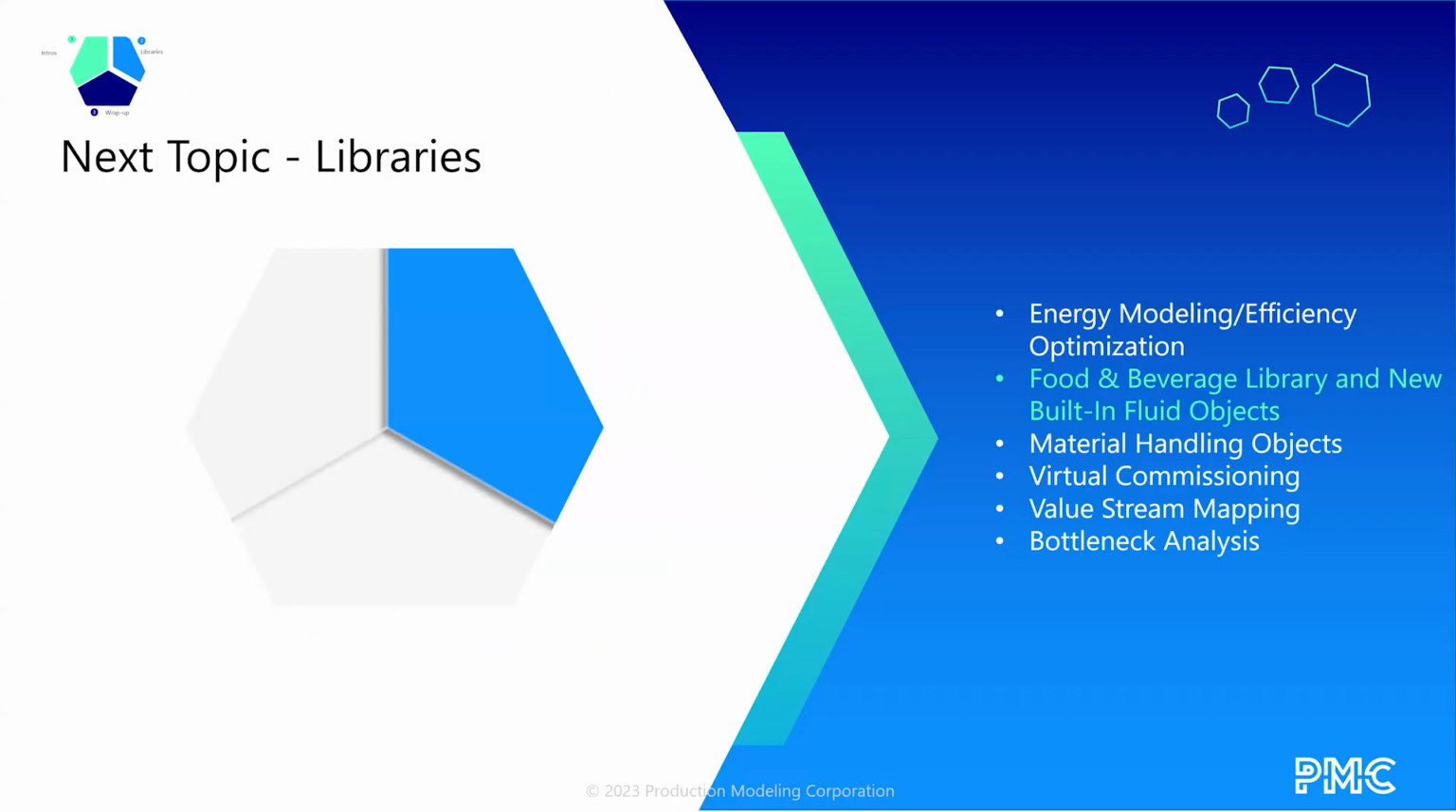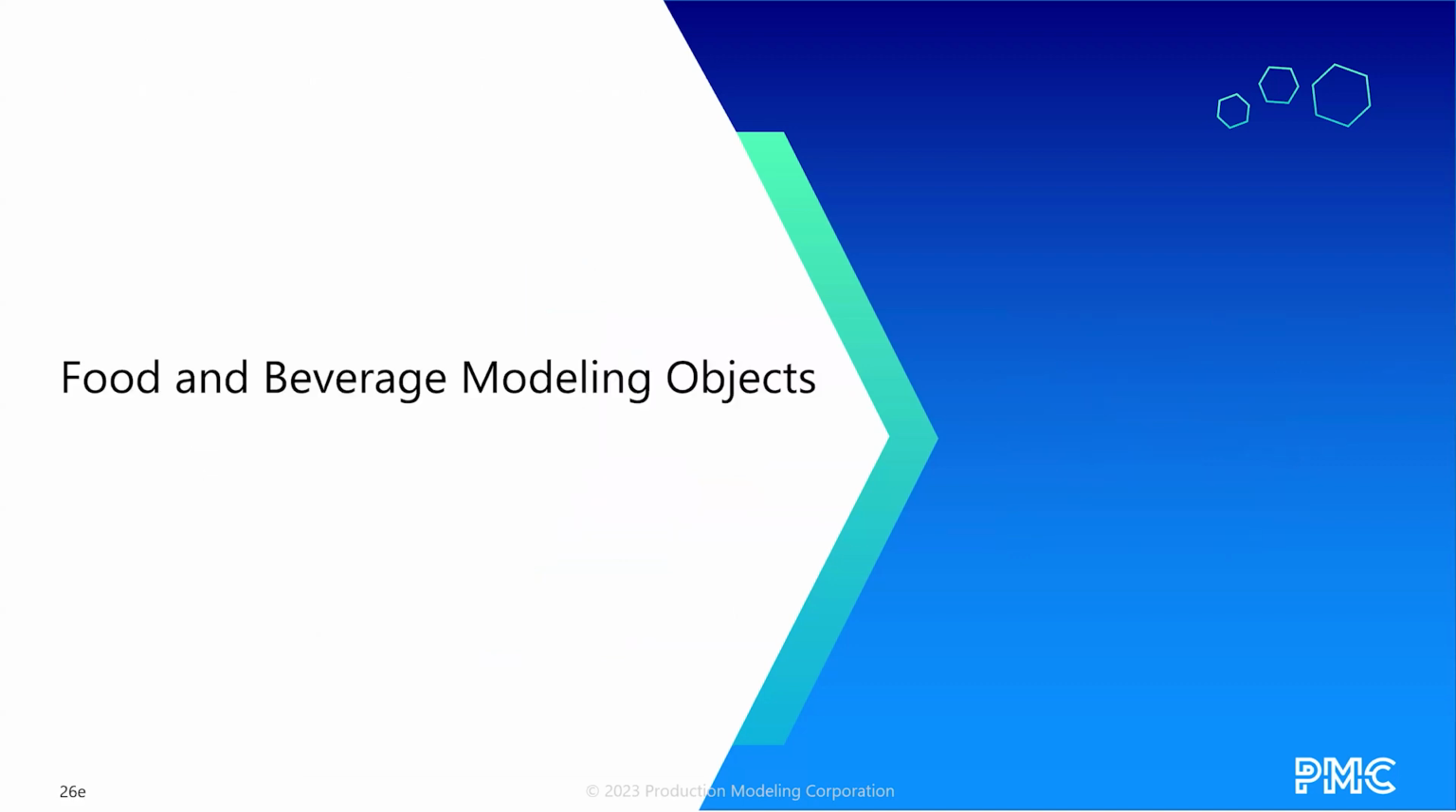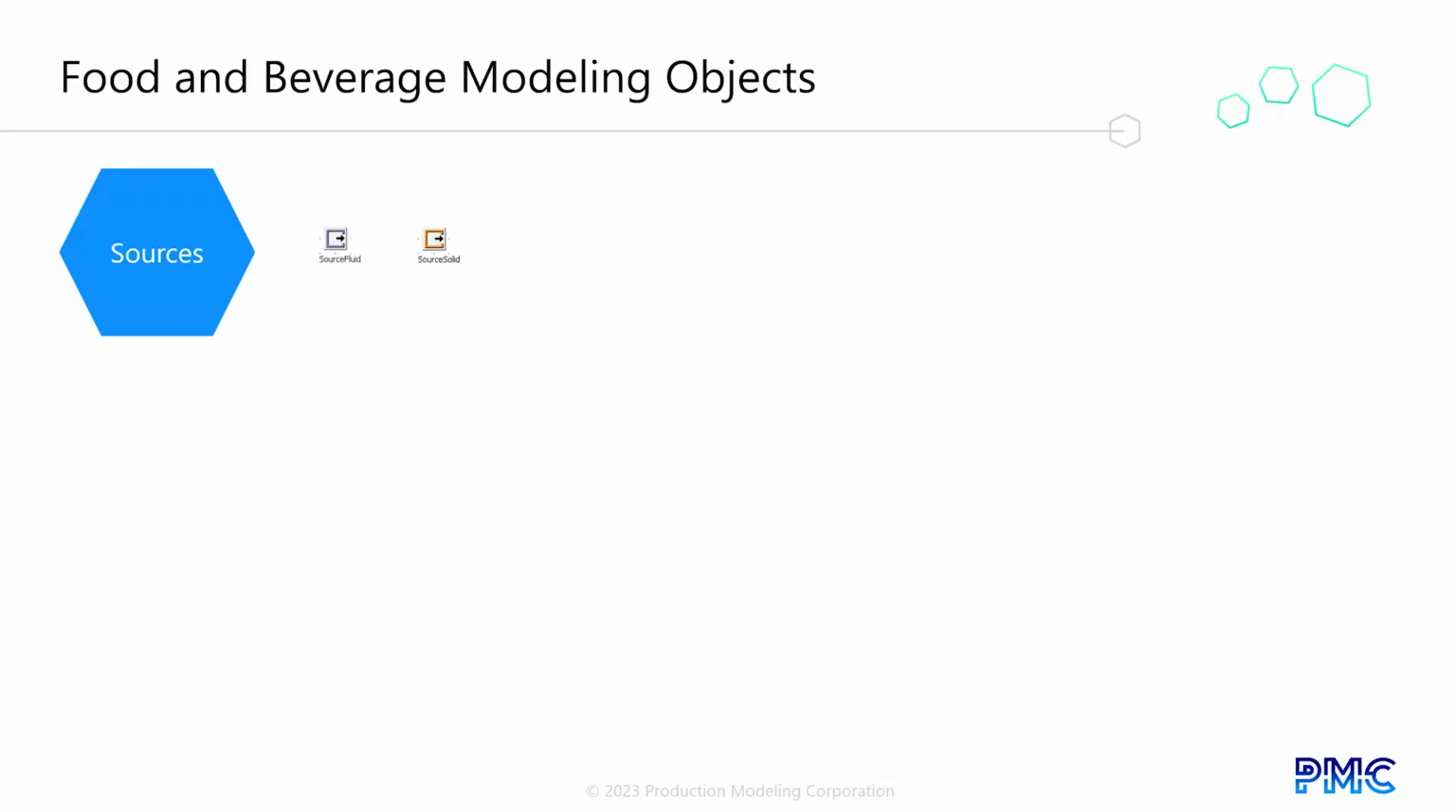Our next topic covers the food and beverage library and the recently added built-in fluid objects. To visualize and simulate your food and beverage process, the food and beverage library provides several industry-specific modeling objects. Two source objects introduce fluids and solids into the simulation according to a user-defined schedule.